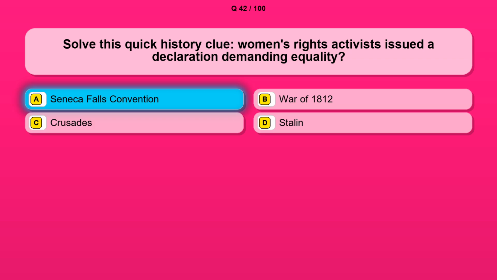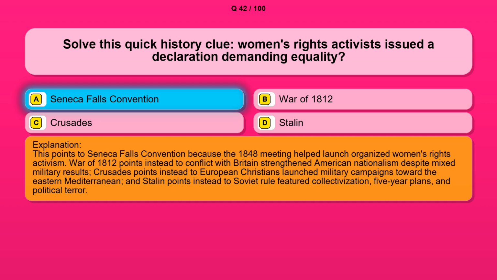The correct answer is option A, Seneca Falls Convention. This points to Seneca Falls Convention because the 1848 meeting helped launch organized women's rights activism. War of 1812 points instead to conflict with Britain strengthened American nationalism despite mixed military results. Crusades points instead to European Christians launched military campaigns toward the eastern Mediterranean, and Stalin points instead to Soviet rule featured collectivization, 5-year plans, and political terror.